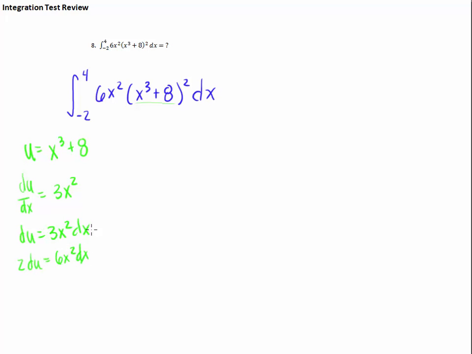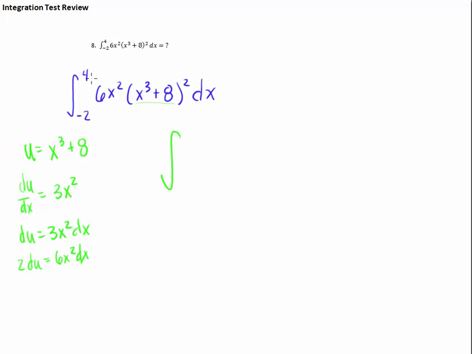And now I can get rid of this 6x squared dx and replace it with 2 du. Now, with definite integrals and u substitution, I also have to change the bounds because these are x values. Everything in this equation is with x. I need my new equation, which I'm going to write over here, and everything needs to be in terms of u. That includes the bounds. So this is how my u and my x are related to each other.